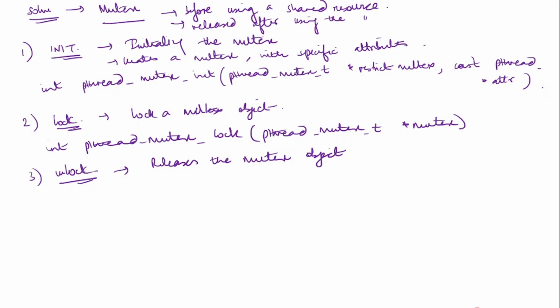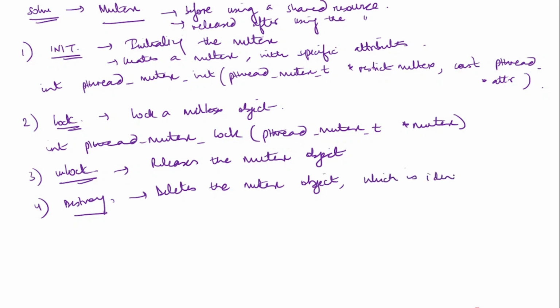Next, fourth is the destroy function. The destroy function finally deletes the mutex object which identifies a mutex. Mutexes are used to protect the shared resource, and it is set to an invalid value which can be reinitialized by using the init function. So we have four functions here.